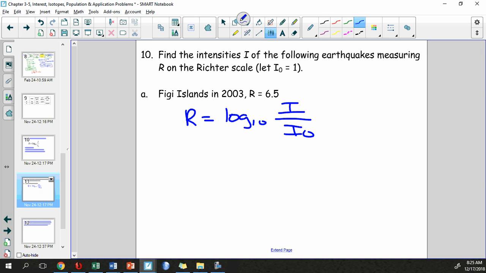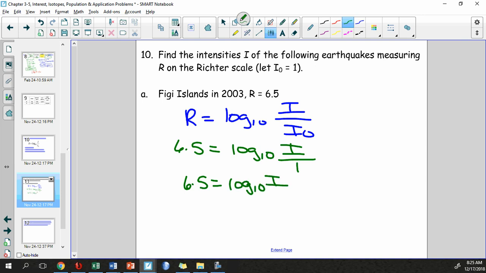So if you're plugging and chugging, you're going to have 6.5 is equal to the log base 10 of I over I sub 0. I is what we're trying to find, and I sub 0 is 1. Do we all understand that? I sub 0 is 1. So how do I find this whenever I'm going to have just this log base 10 of I? I need to find I. So how do I get I out of that situation? How do I write this as an exponential?